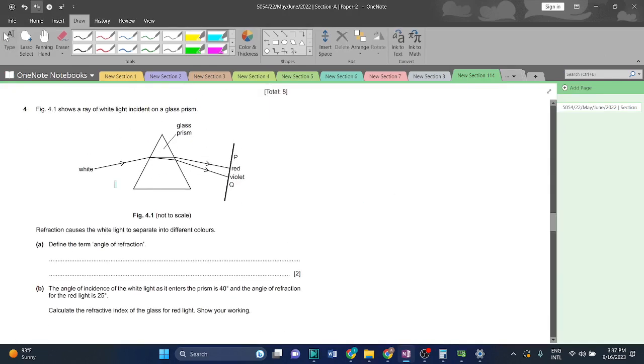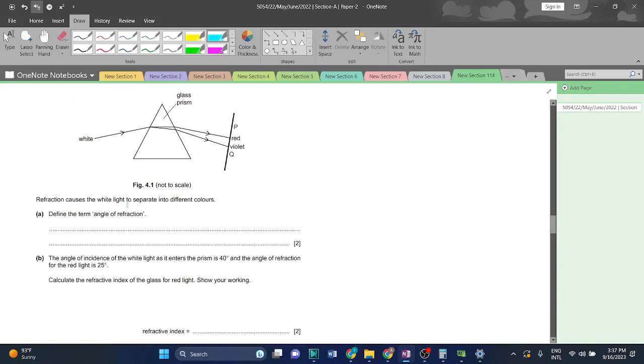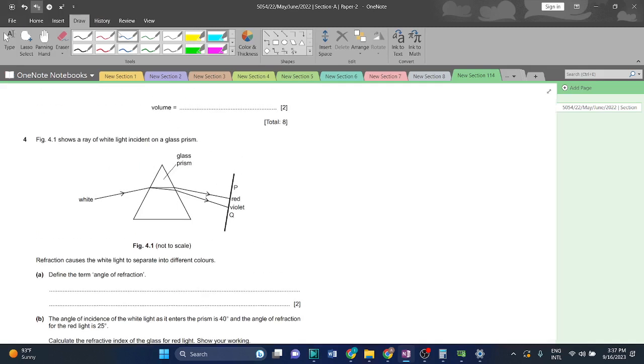Moving ahead. Okay, question number 4 now. Figure 4.1 shows a ray of white light incident on a glass prism. As the white light is incident on the glass prism, it will separate into its component colors. Refraction causes the light to separate into different colors. Define the term angle of refraction.